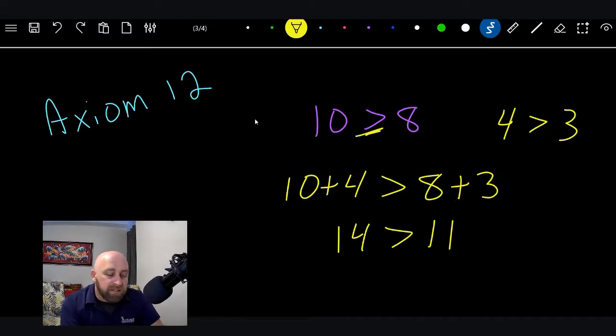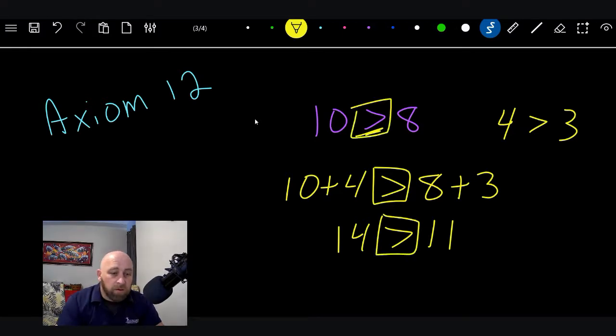And you're going to see this in geometry. When are you going to see it in geometry? You're going to see it when you have two triangles, maybe two line segments being added to each other. They're different sizes. One's bigger than the other. But here's the important thing in geometry, you maintain the relationship. It stays greater than. This does not change. So in the first one, axiom 10, no change in the relationship. In axiom 11, no change in the relationship. Axiom 12, no change in the relationship.